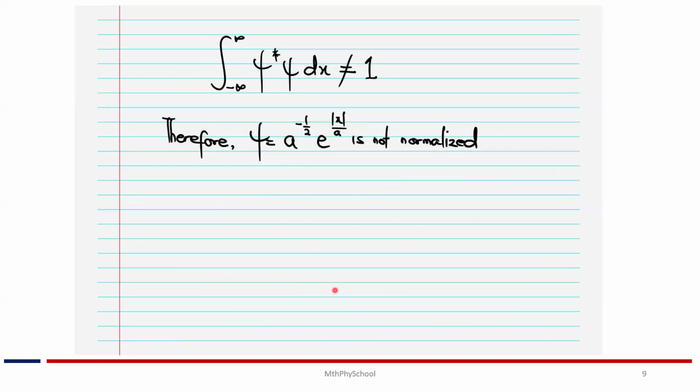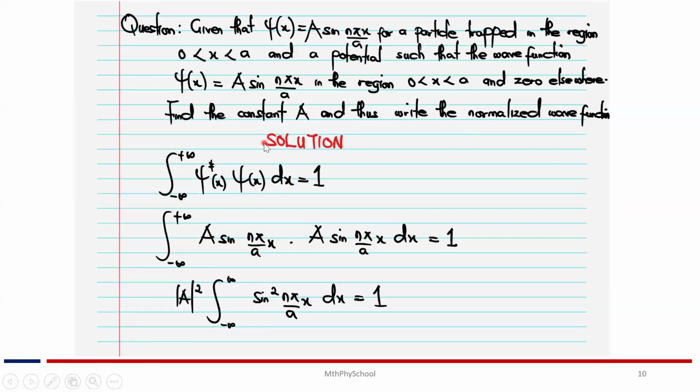And what that means is that the integration from minus infinity to infinity of psi star times psi with respect to x is not equal to 1. And so we can conclude that the wave function is not normalized.